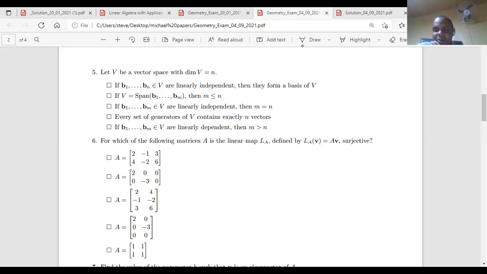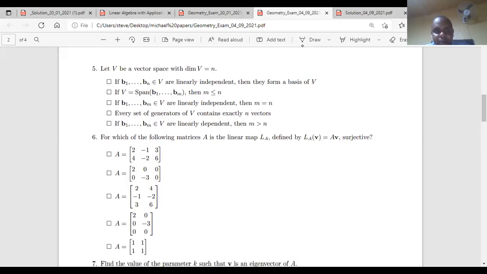Okay, so we go to 5, right? Yes. So let V be that vector space. The dimension of V is n. If B1 up to Bn are in V, if these are linearly independent, then they form a basis of V. That's true, right? Yes. If V equals the span of those basis elements, then M is less than N. That's not true, right?